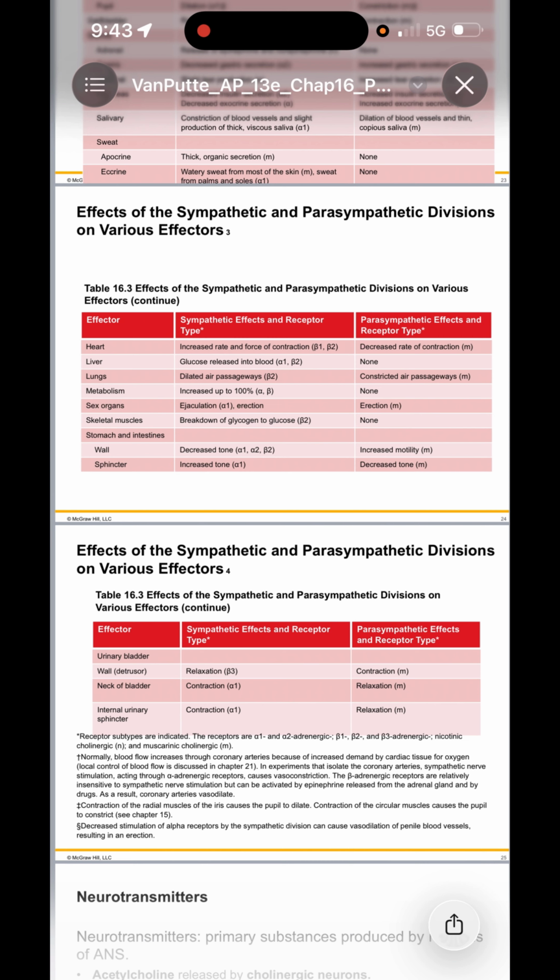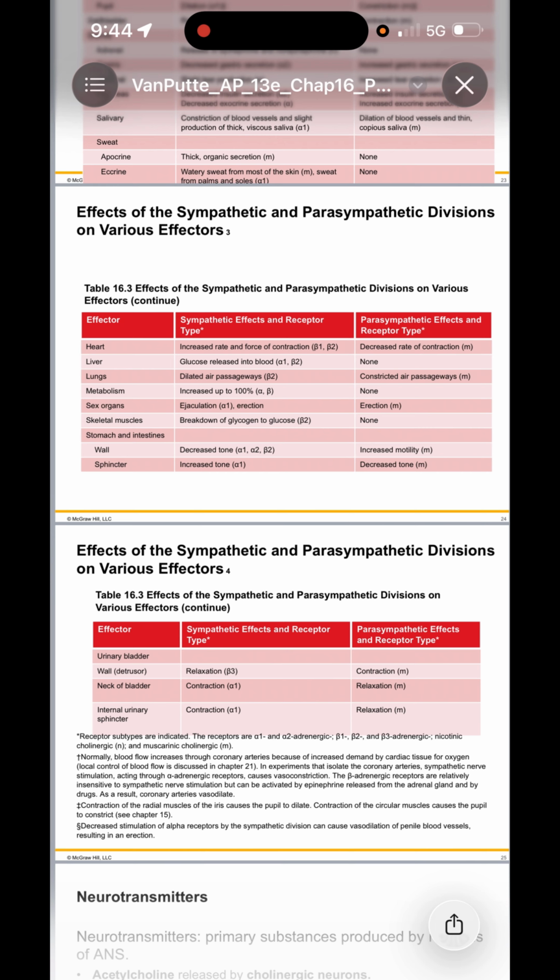Effector: sex organs. Sympathetic effects and receptor type: ejaculation, A1, and erection. Parasympathetic effects and receptor type: erection, M. Effector: skeletal muscles. Sympathetic effects and receptor type: breakdown of glycogen to glucose, B2. Parasympathetic effects and receptor type: none.